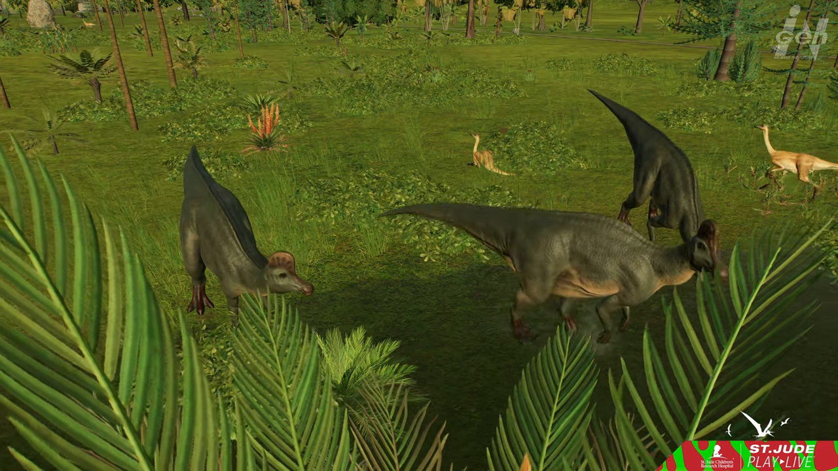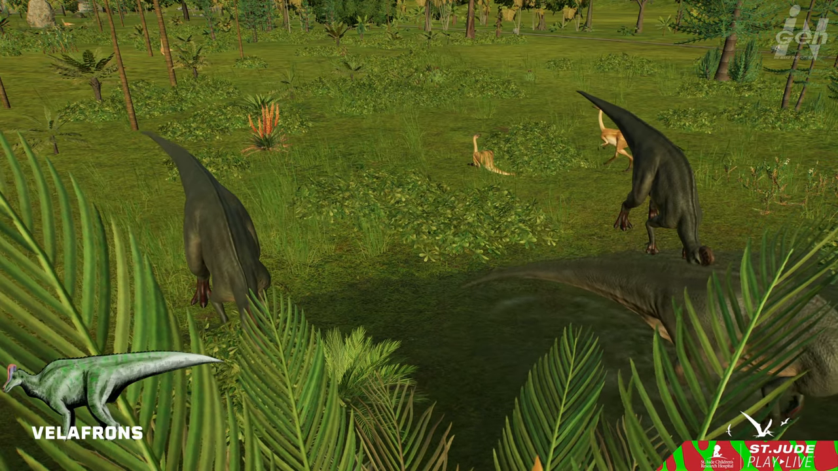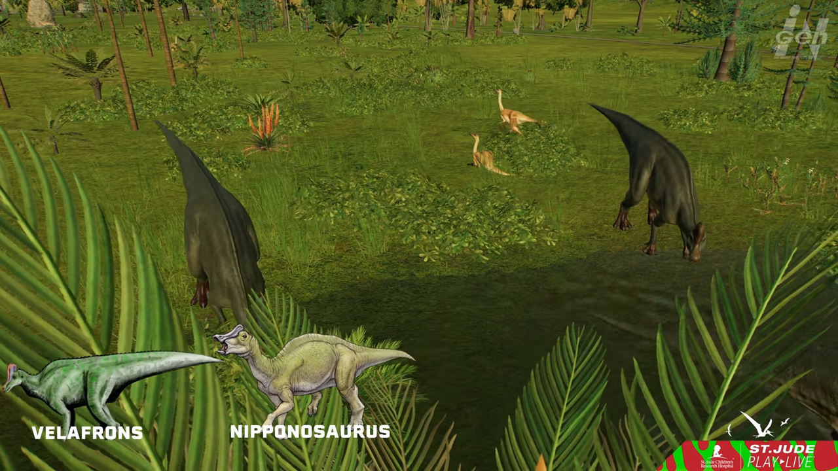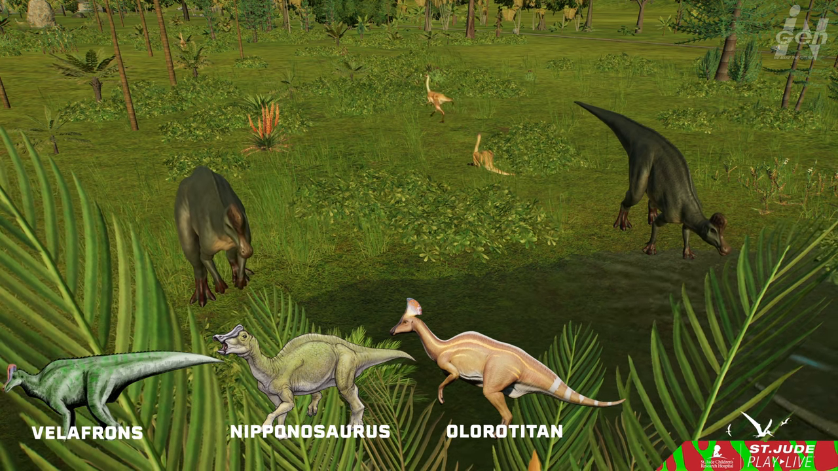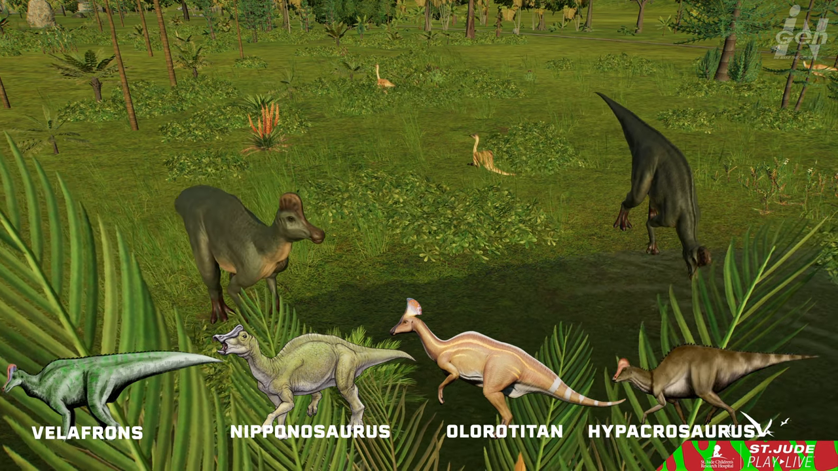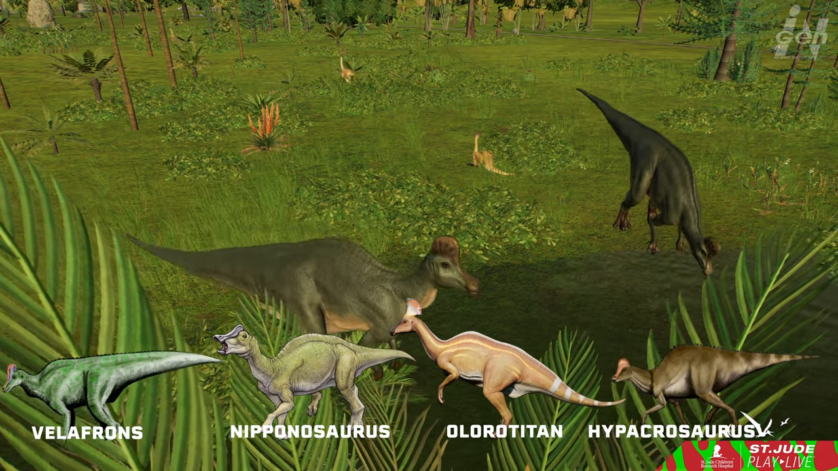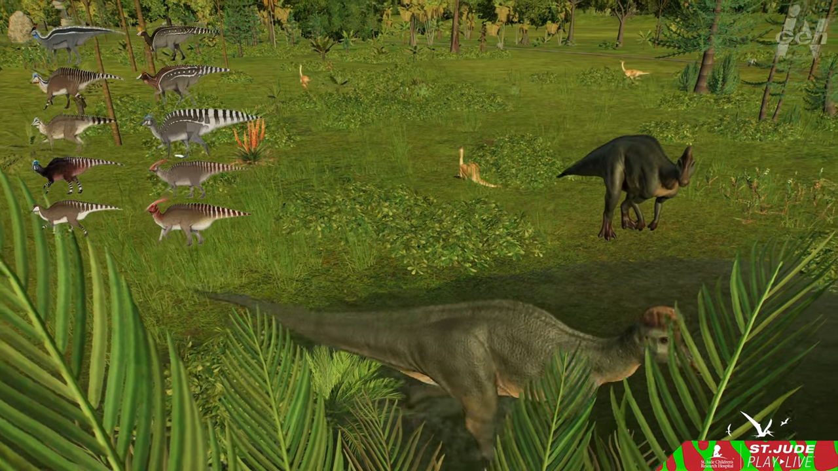Brown also found that Corythosaurus was most closely related to Velafrons from Mexico, Nipponosaurus and Olorotitan from Russia, and Hypacrosaurus from the United States. Together, these hadrosaurids became known as the fan-crested Lambeosaurinae.